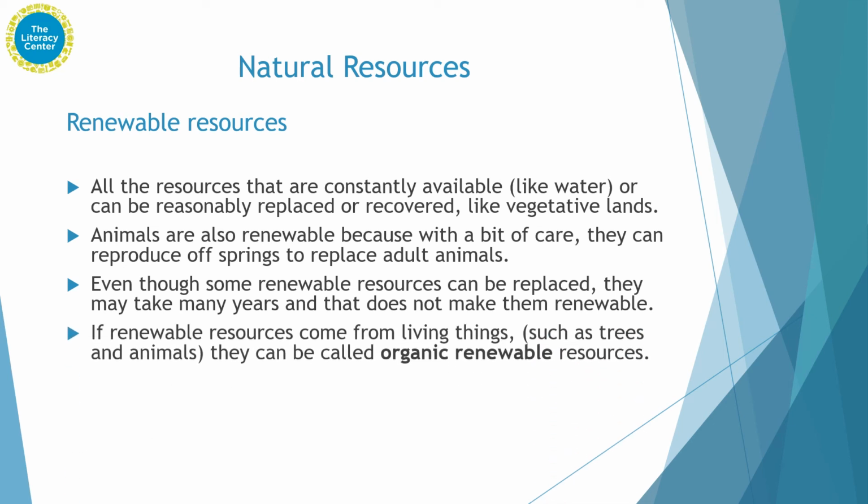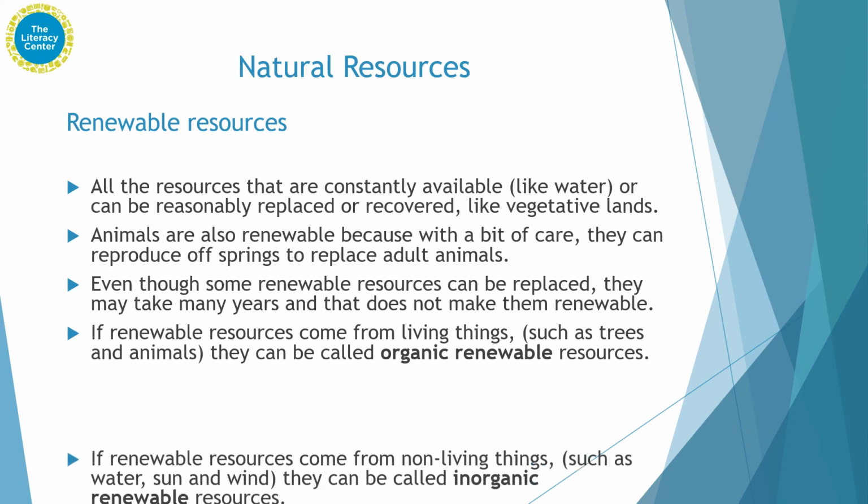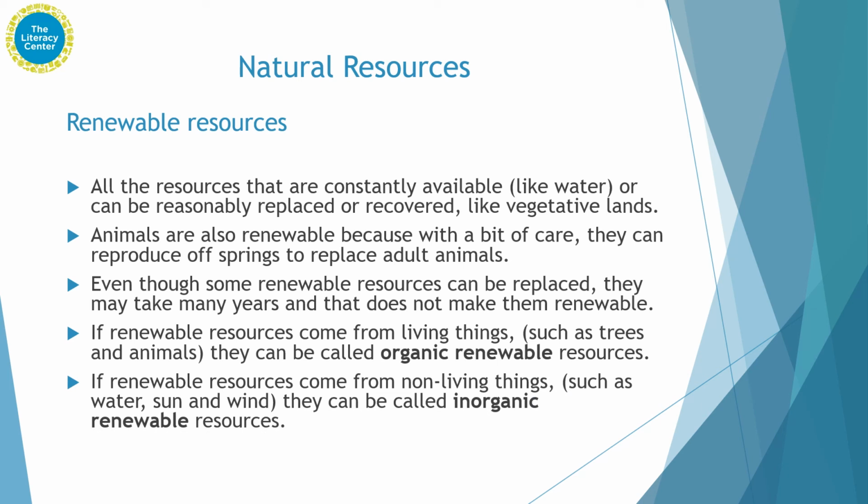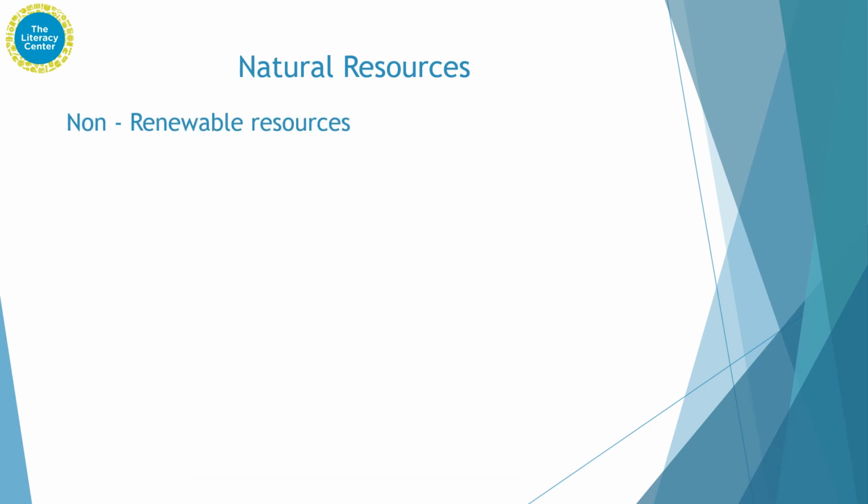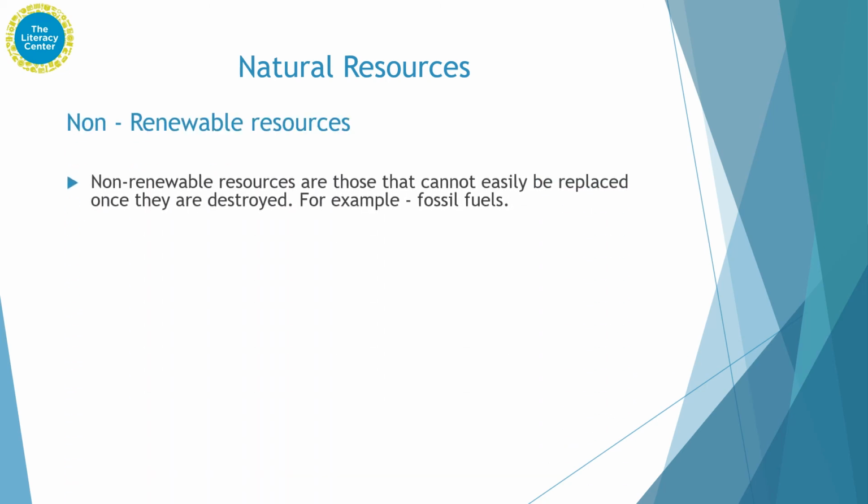If renewable resources come from living things such as trees or animals, they can be called organic renewable resources. And if the renewable resources come from non-living things such as water, sun, and wind, they can be called inorganic renewable resources. And what do we understand by non-renewable resources?